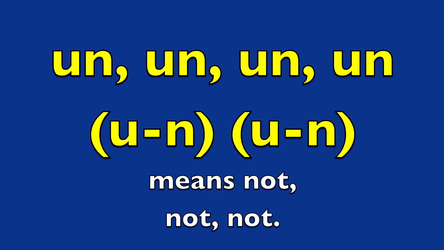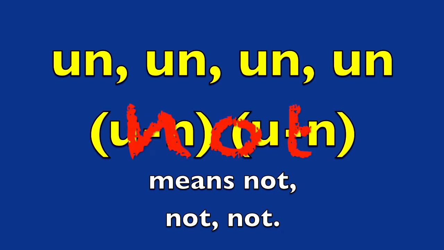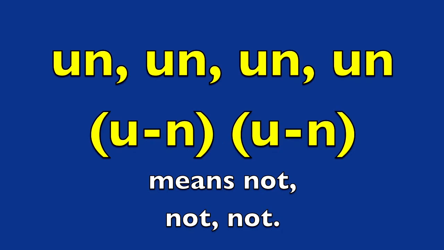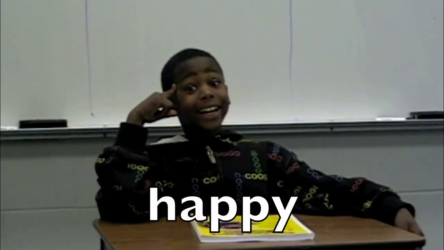The third prefix is un. Say it 4 times with me. Un, un, un, un. And how do you spell it? U-N. Again. U-N. And boys and girls, what does un mean? Not. Say it with me. Not. Again, not. Un means not. Good job.